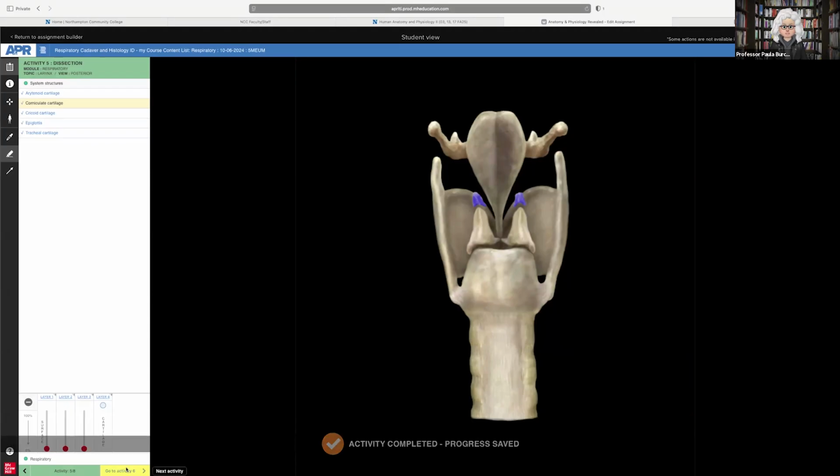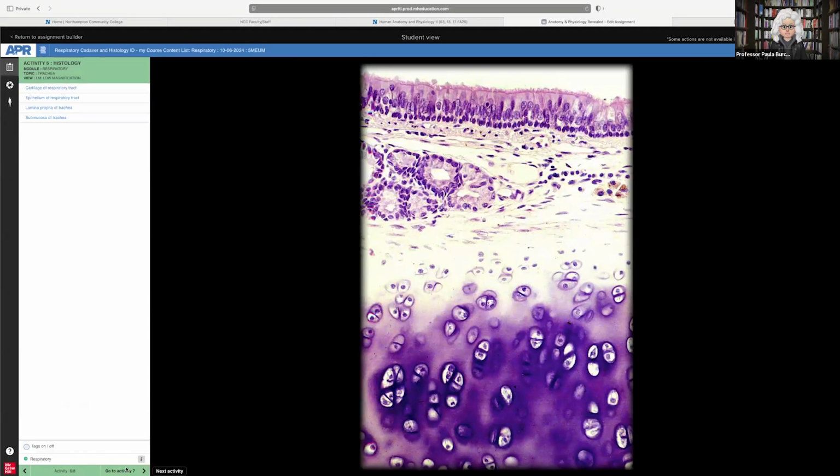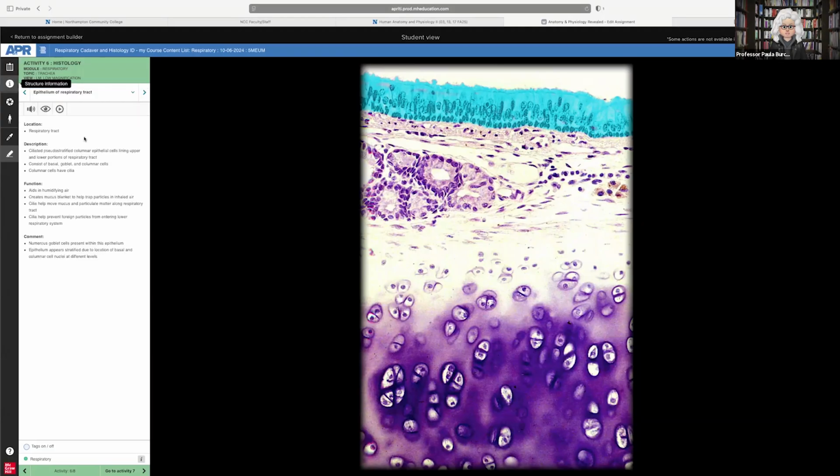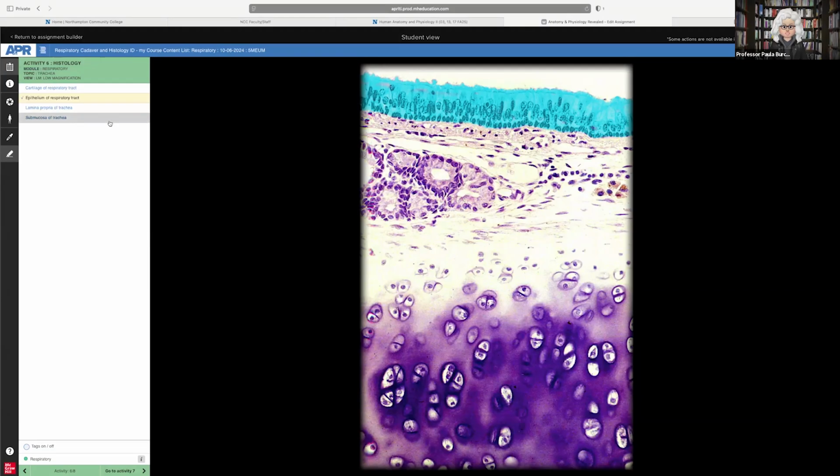Let's go to activity 6. This is looking at a histology slide of the trachea. In the trachea, which is part of your respiratory tract, the wall of that organ will have different layers. We're going to start with the surface epithelium right there, and that is actually ciliated pseudostratified columnar epithelium. If I go over here to the eye, it's going to describe what it is. Again, be sure that you read this.